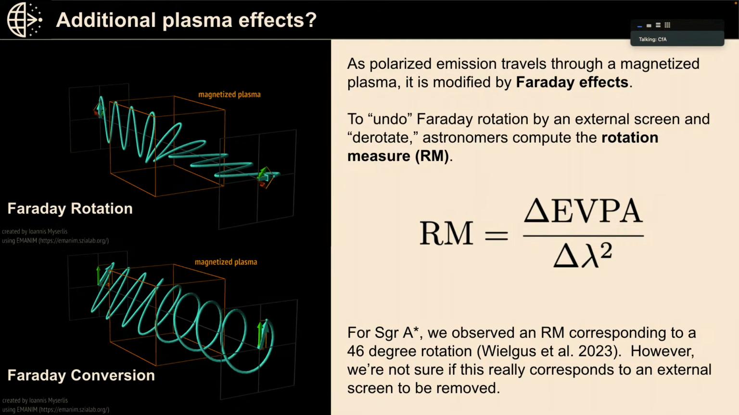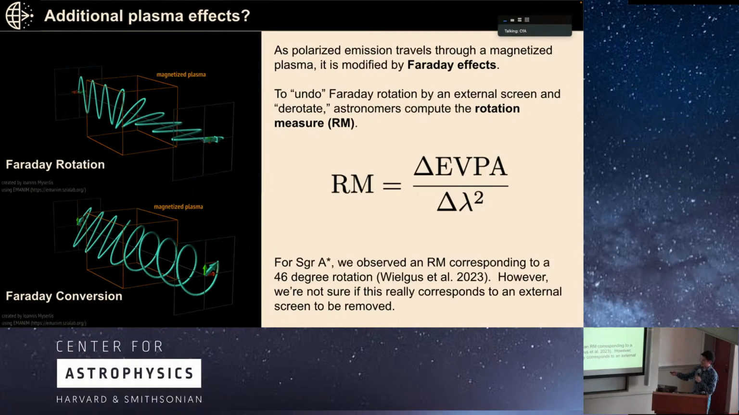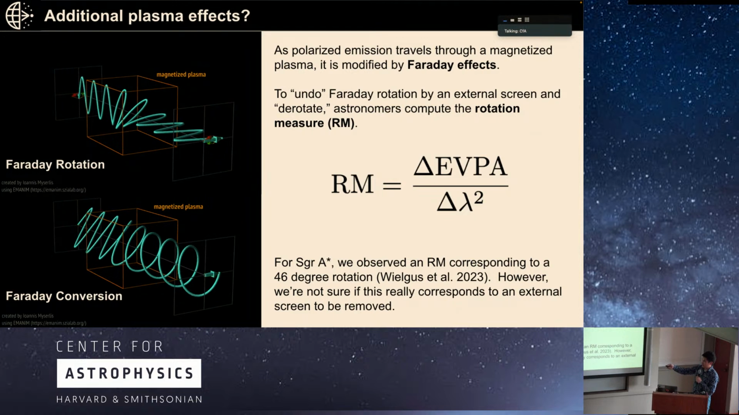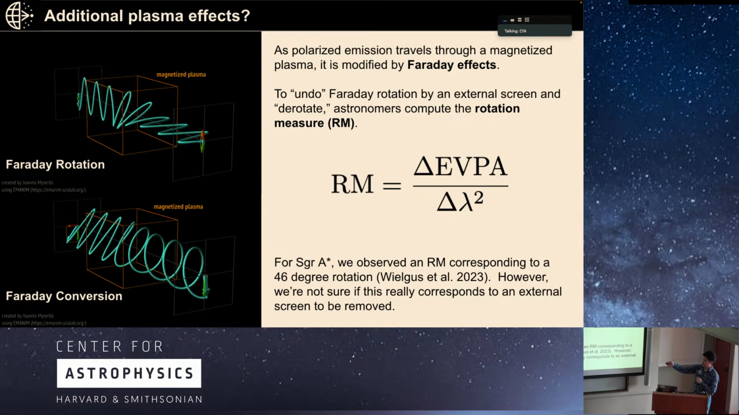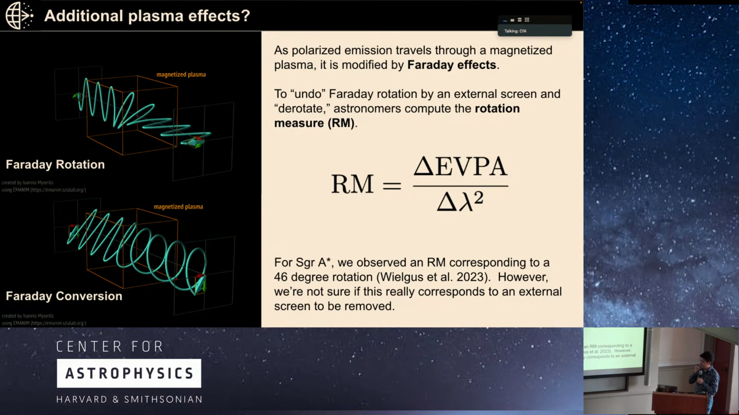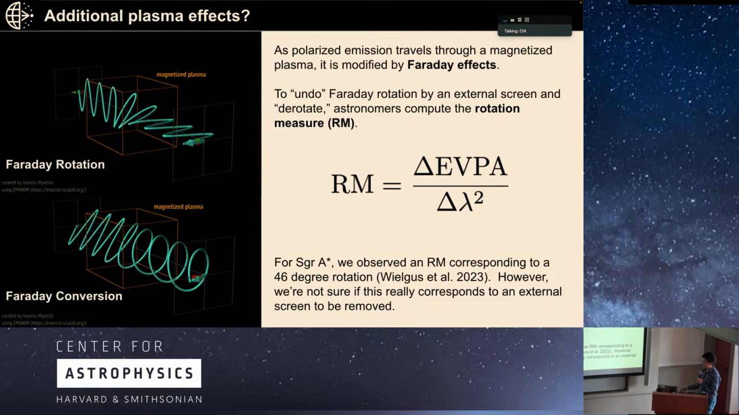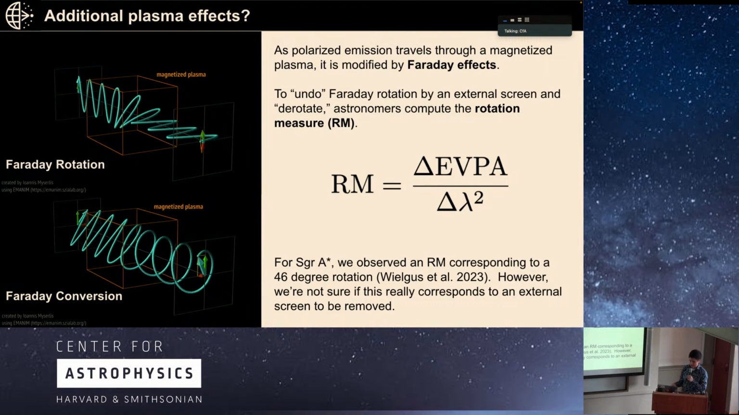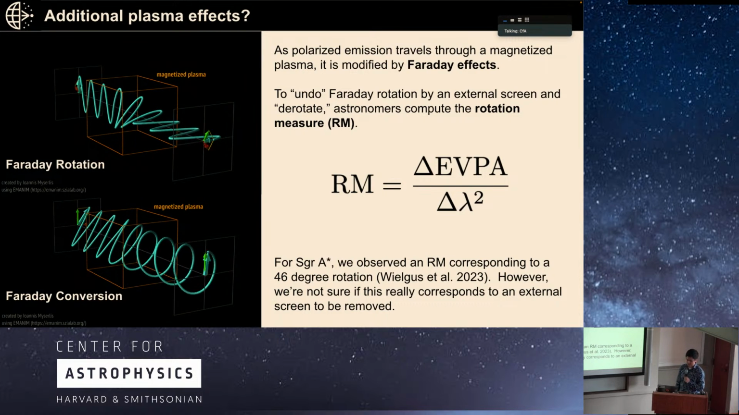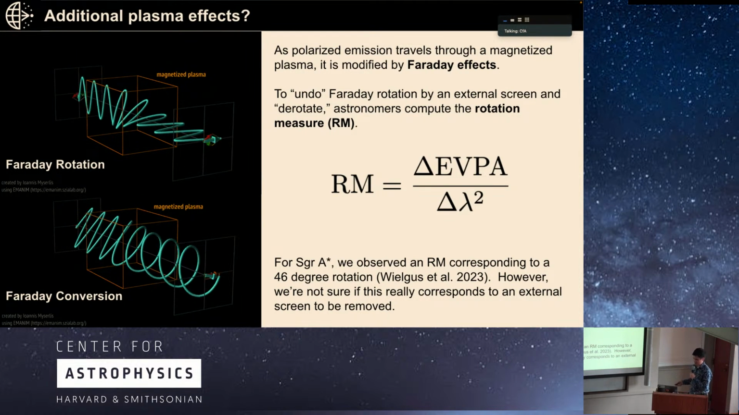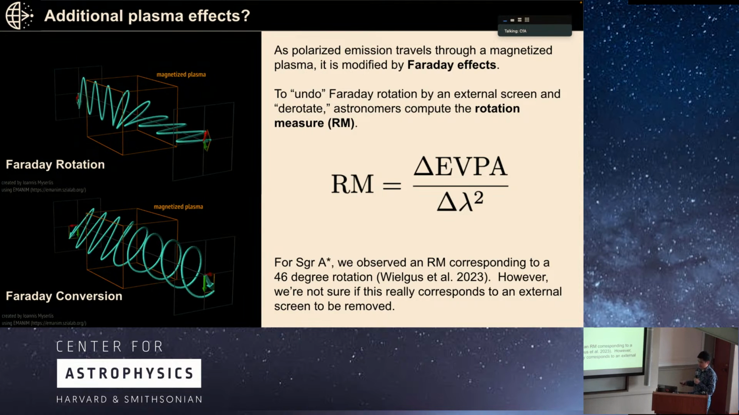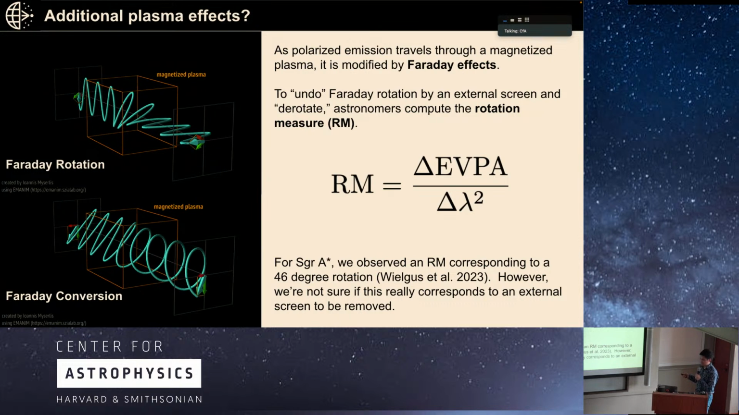As polarization travels through a magnetized plasma, it'll get rotated by Faraday rotation, which is going to change the orientation of the polarization, here going from up and down to left and right in that cartoon example. And then there's also Faraday conversion, which exchanges linear and circular polarization. We believe that Faraday rotation is more important than Faraday conversion in the sources that we're studying. And it is actually very significant when it comes to modifying the polarization pattern.